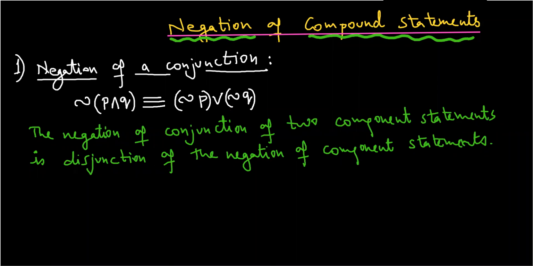Then after this we have the next one, negation of disjunction. Second, I write, is negation of a disjunction.